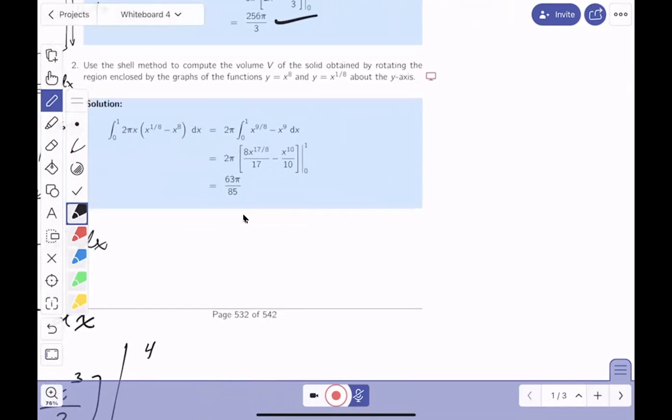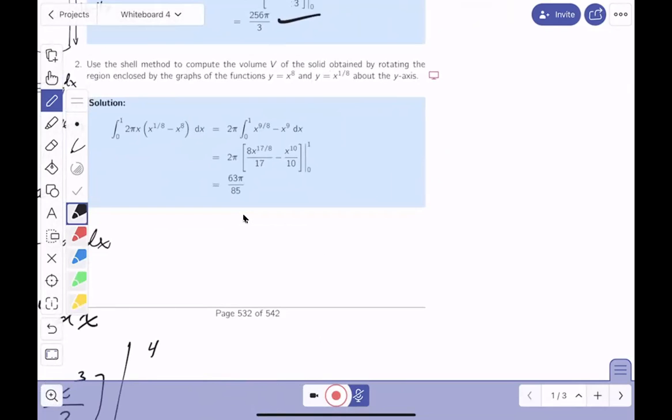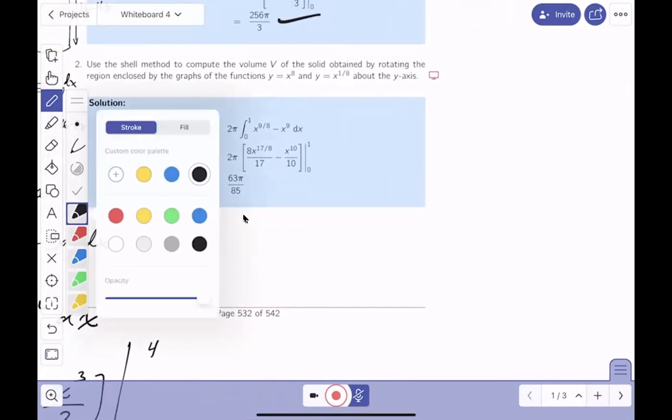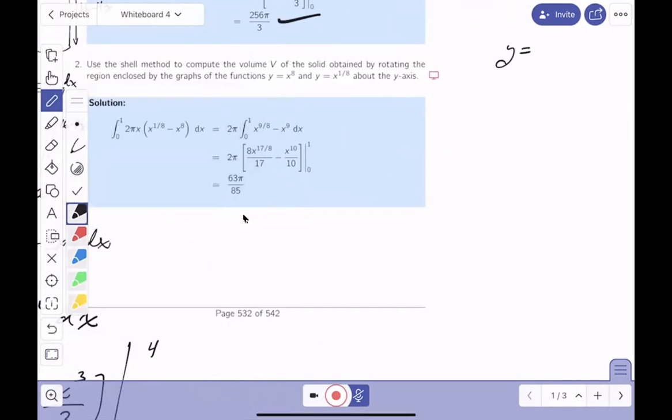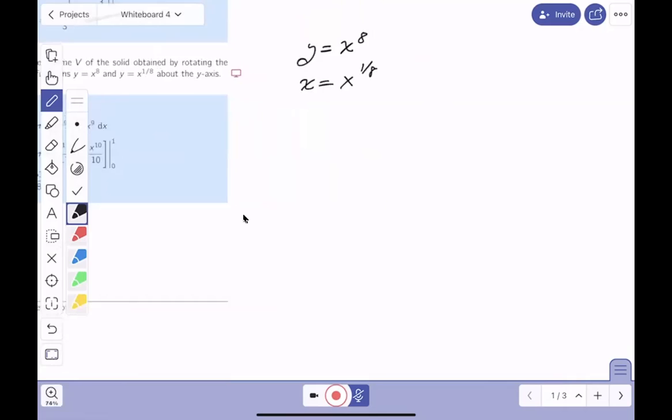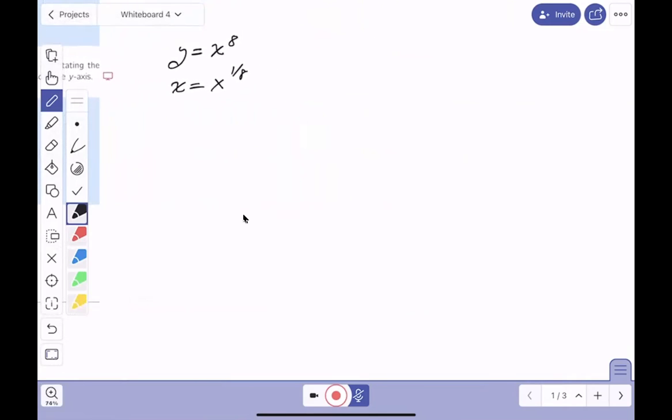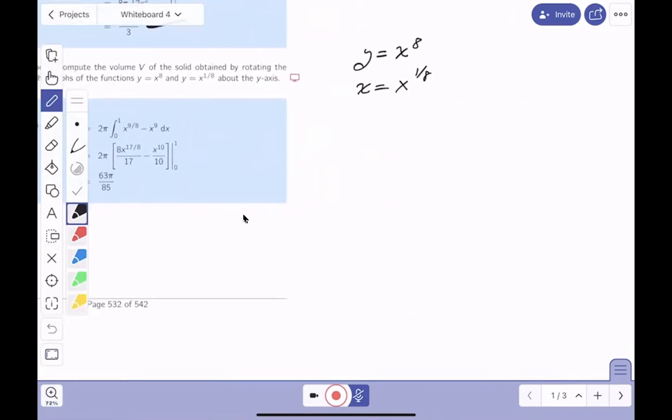I'm going to look at it, and it says use shell method to find the solid obtained by rotating the region enclosed by the graphs. It says y equals x cubed. All right, this over here. I'm sorry, I said x cubed, it's x to the 8th. And the other one is going to be x equals y to the 1/8. Sorry, y to the 1/8. So it's rotated about the y-axis. So I'm just going to make sure that you know. And if I can't remember what I read, I go back and read it. I did it again. I'm sorry.